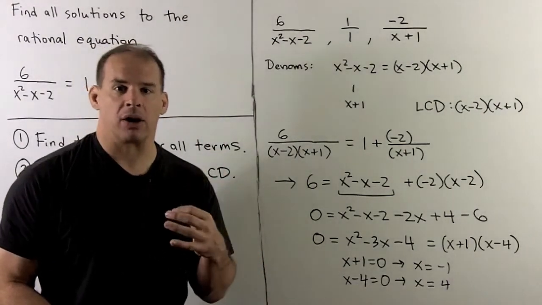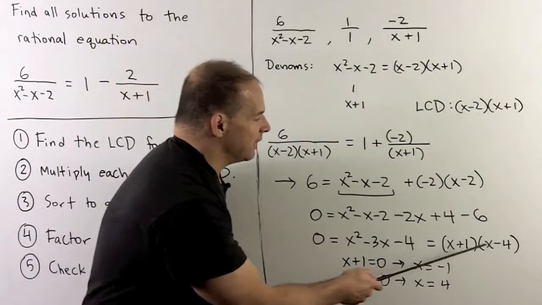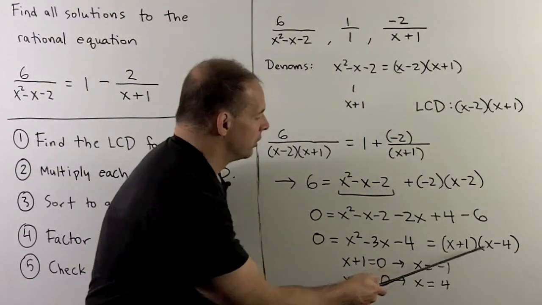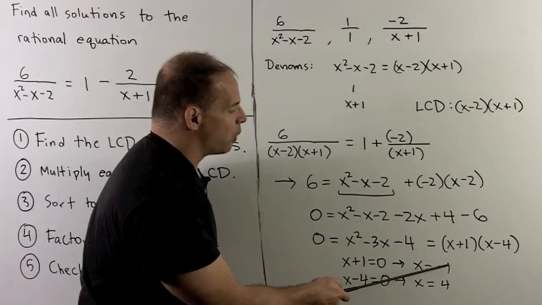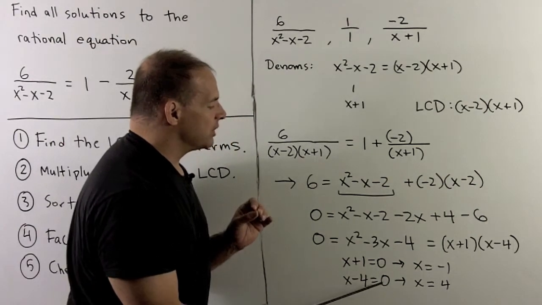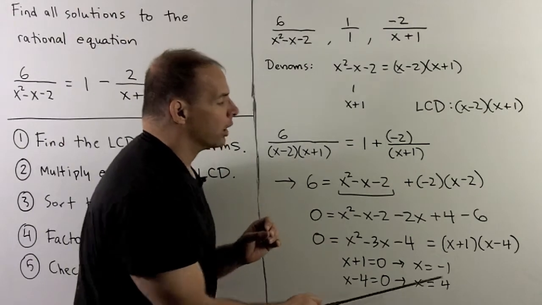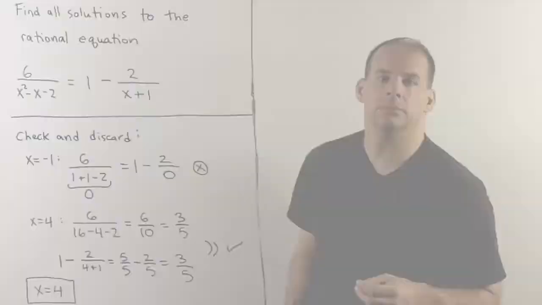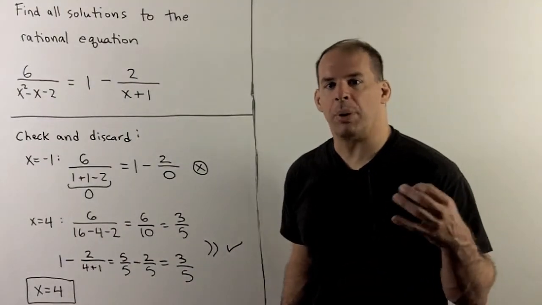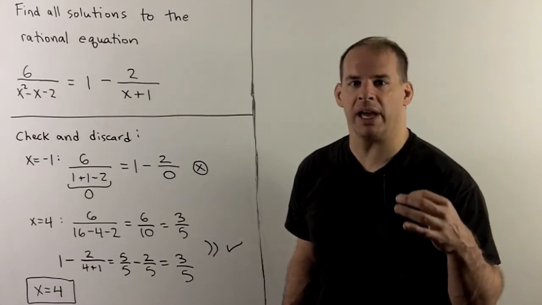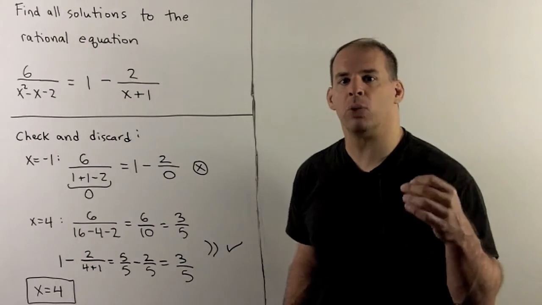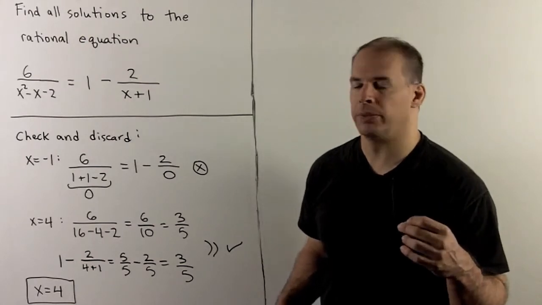We apply the zero product rule. So we set each of these equal to 0 and solve. For x plus 1 equals 0, we get possible solution x equals minus 1. For x minus 4 equals 0, we get possible solution 4. Now, we take our possible solutions and put them through the original equation to make sure that they make sense. Here we're trying to avoid division by 0.